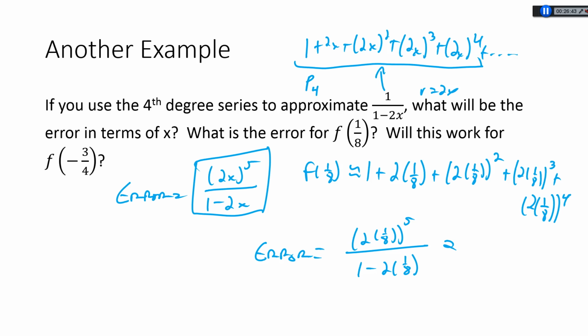0.25 to the fifth power gives me a small number, divided by, let's do this all at once, 1 minus 2 times 1/8, parentheses, parentheses, parentheses, gives me 0.0013. Wow. So with only using up to the fourth degree, I have a tiny, tiny error.